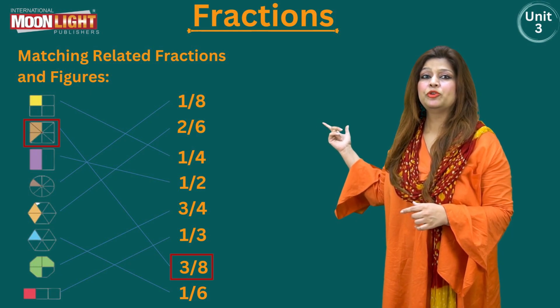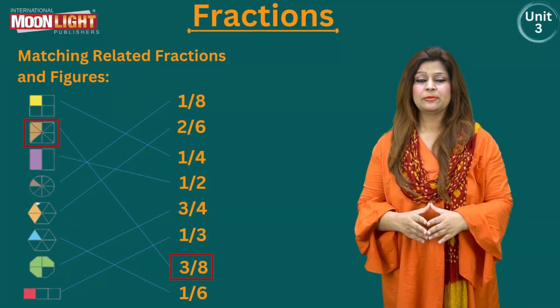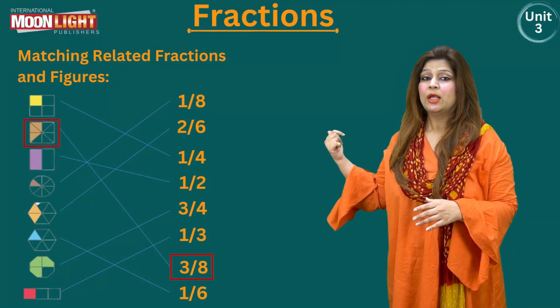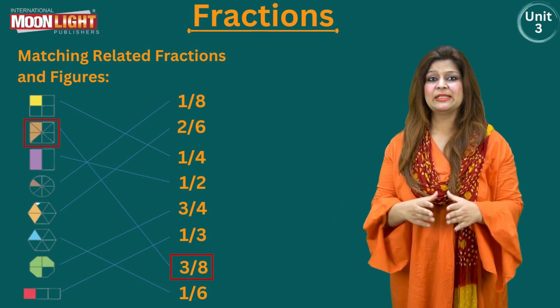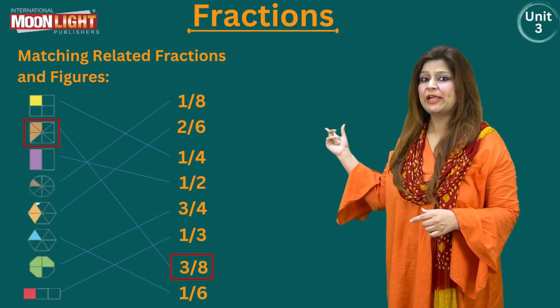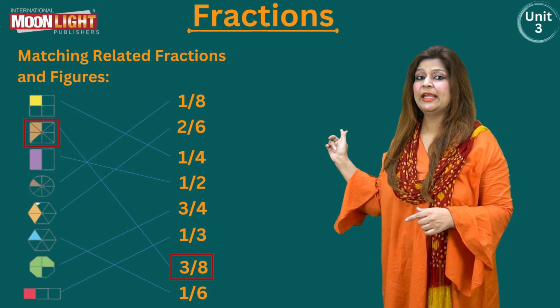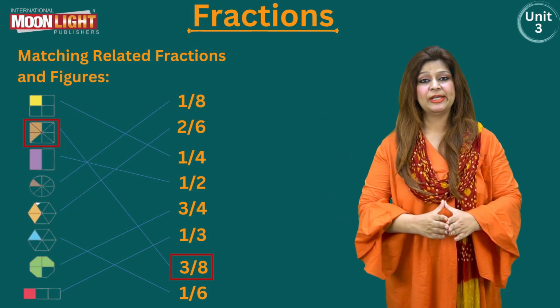Now my dear students, next one: how many are total? Count. 1, 2, 3, 4, 5, 6, 7, 8. 8 are the total equal parts of this figure. Now, how many are colored? Yes, 3 are colored. So this is a fraction of 3/8. Check, where is 3/8? Yes, here it is, and now you need to join them together through a straight line.